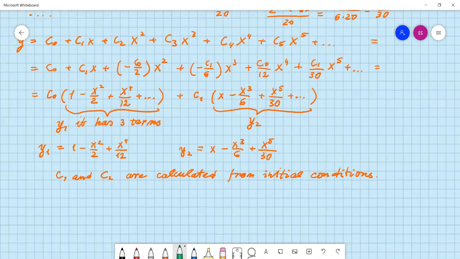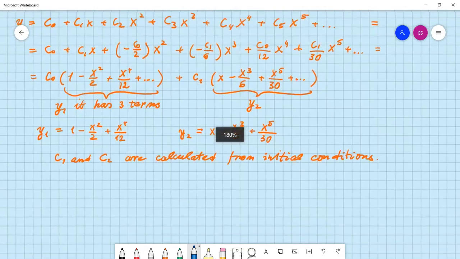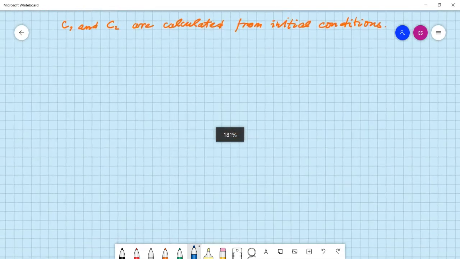And I'm going to move to my next example. Why don't I use blue color? But I want to be sure that I'm using the smallest print. Okay, moving to my next example.